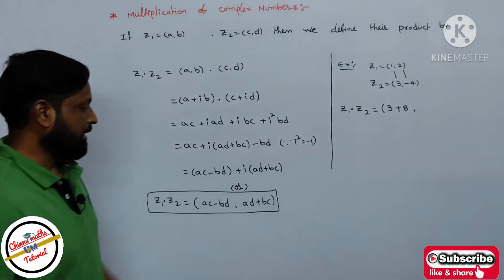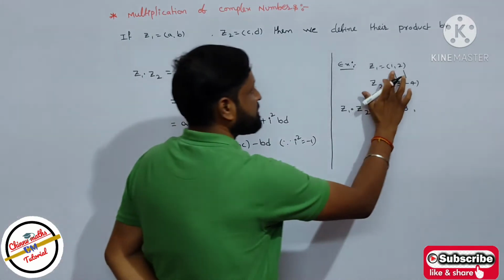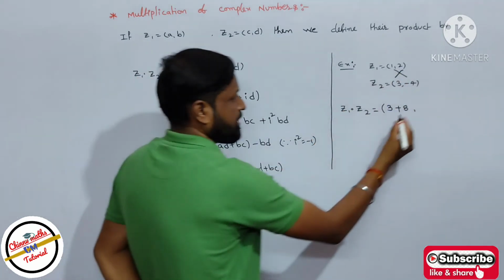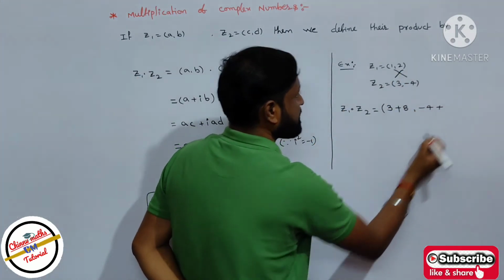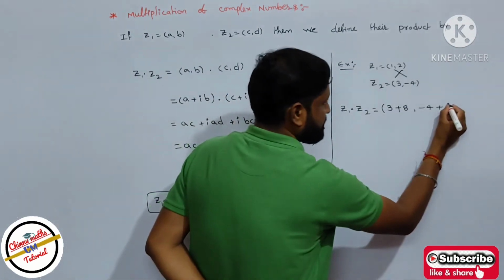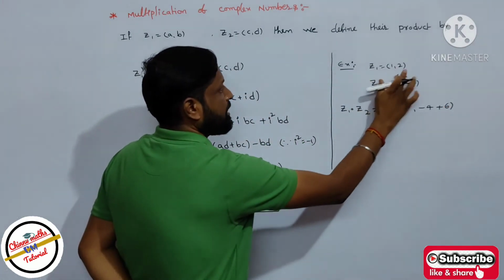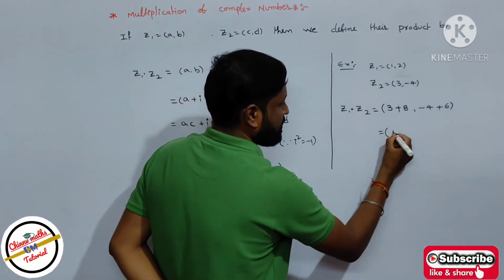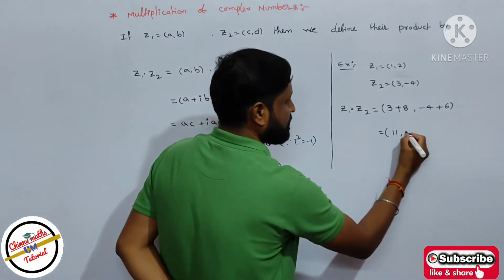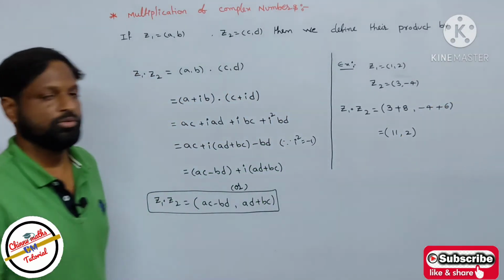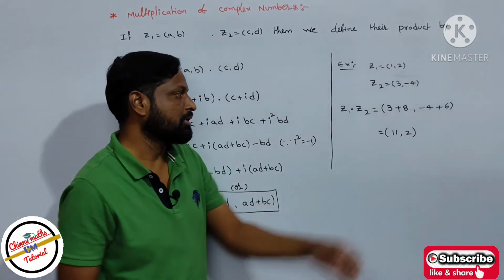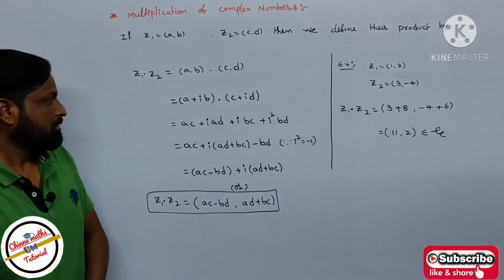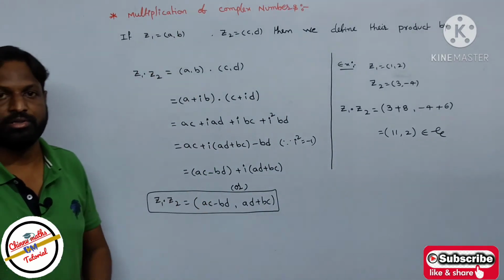Next, AD plus BC. How to write AD plus BC? Simply take the cross multiplication: 1 into minus 4 is minus 4, plus 3 into 2, which is 6. So the multiplication of the two complex numbers is 8 plus 3 equal to 11, and minus 4 plus 6 equal to 2. Then the product of the two complex numbers is (11, 2). It belongs to the complex numbers. It is an ordered pair. So this is the multiplication of complex numbers.